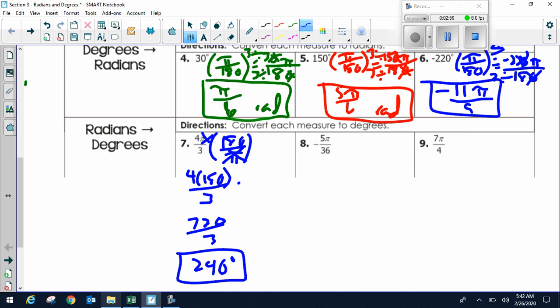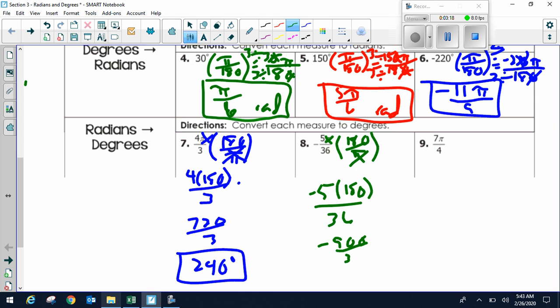Same thing for the next one. Multiply by 180 over pi, so that those pi's cancel out. So you get negative 5 times 180 over 36. Negative 5 times 180 gives you negative 900. And that divided by 36 gives you negative 25 degrees.